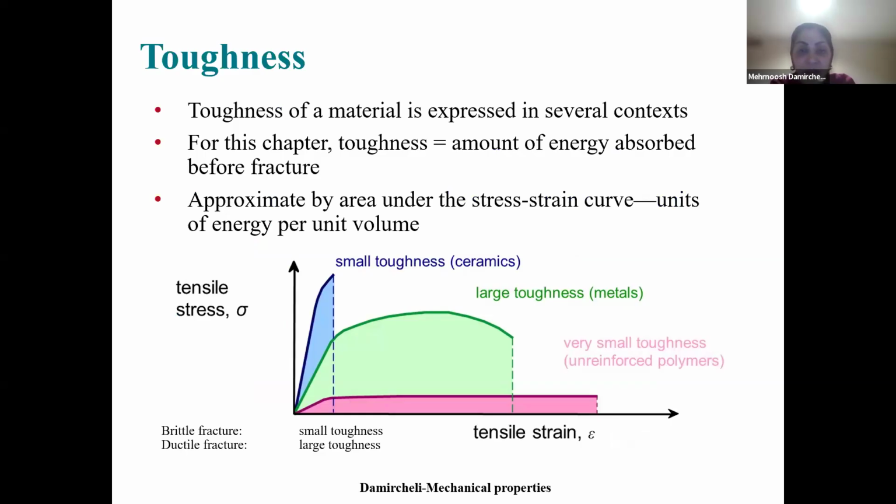Toughness is the material's ability to absorb energy up to fracture. It is represented by the total area under the stress-strain curve. And you see that, for example, the pink one has very small toughness, the green one has large toughness, such as metals, and the blue one has small toughness, such as ceramic, for example.